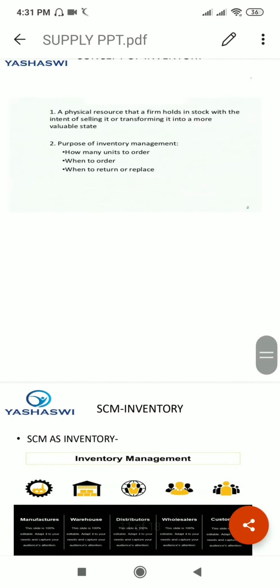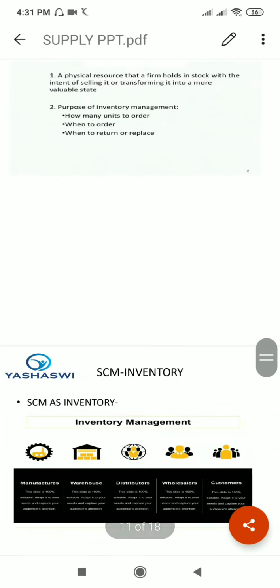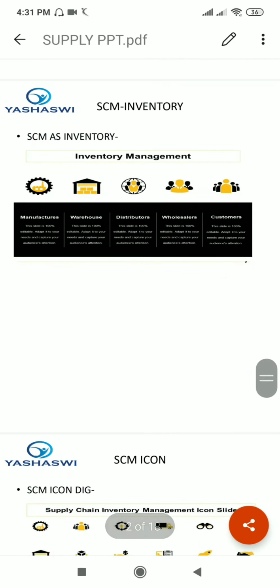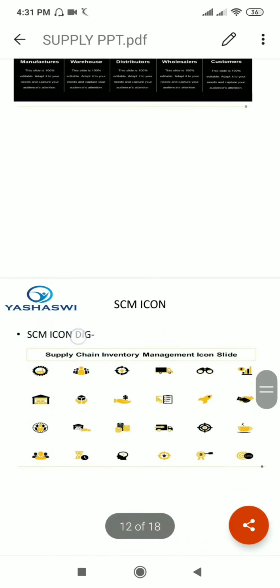Inventory is a physical resource that firms hold in stock with the intent of selling it or transforming it into a more valuable status. The purpose of inventory management techniques is to decide how many units to order, when to order and where to order or return. In inventory management, there is a manufacturer, warehouse, distributor, wholesaler and customer.